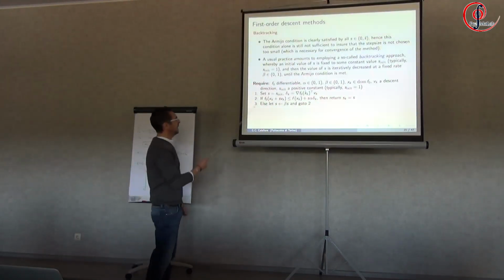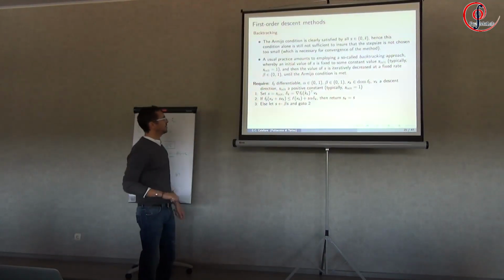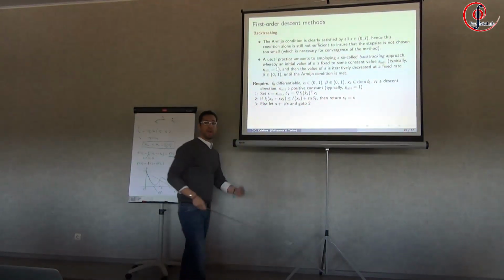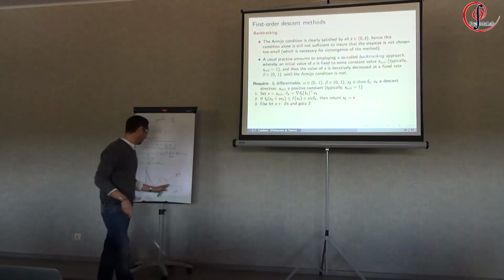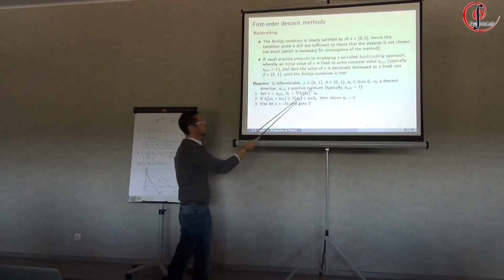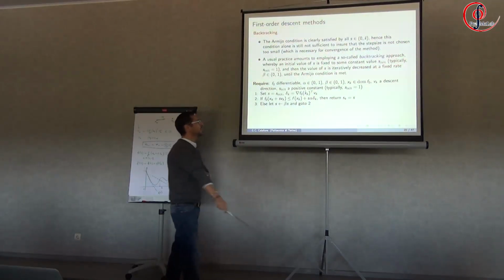So this is expressed in this procedure here. Beta here is the rate of decrease of our step size. We start with an initial step size, which is some positive constant, typically 1.